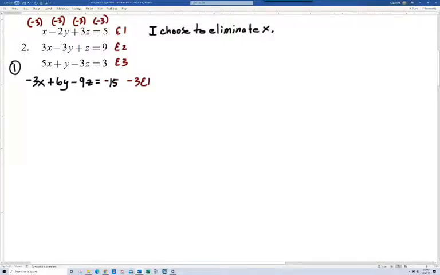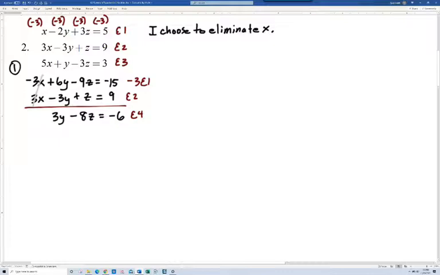And then I'm just going to rewrite equation 2. And so now let's add these together. The x is eliminated. 6y minus 3y is 3y. And then we're going to get a minus 8z and -15 and 9 is -6. And we'll call this equation 4. So we used equations 1 and 2 to eliminate x. And so now we need to do that again, but we've got to include equation 3. We haven't used equation 3 yet.